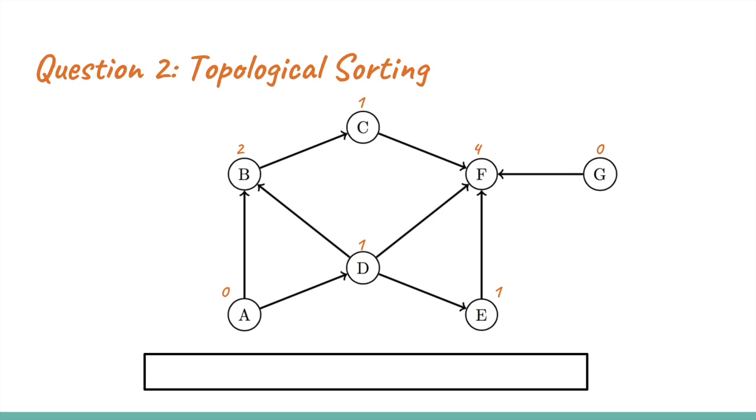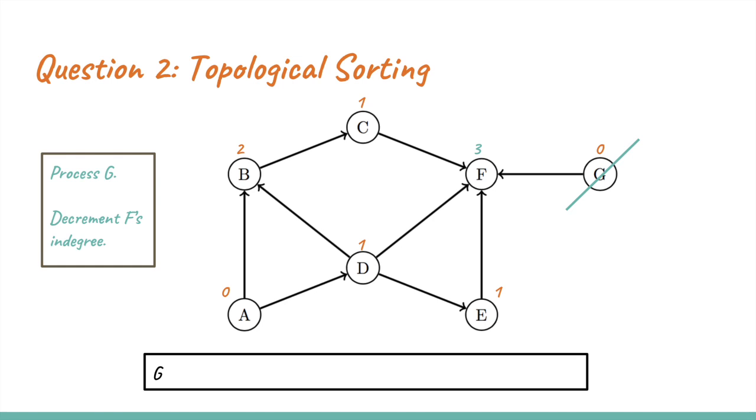Let's begin by labeling the in-degree of each node, which is just the number of incoming edges. So the in-degree for A is 0, the in-degree for G is 0, the in-degree for D is 1, and so on. The algorithm has us first choose a node with in-degree 0, process it, and decrement the in-degree of all of its neighbors by 1. So we have two nodes with in-degree 0 right now, so let's just pick one arbitrarily. So G gets added to our sort, and G has one neighbor F, so we decrement its in-degree by 1.